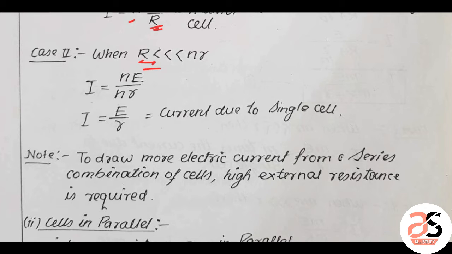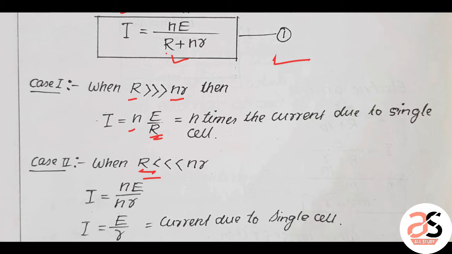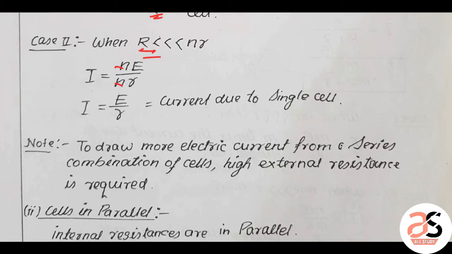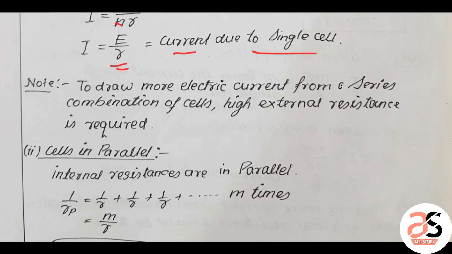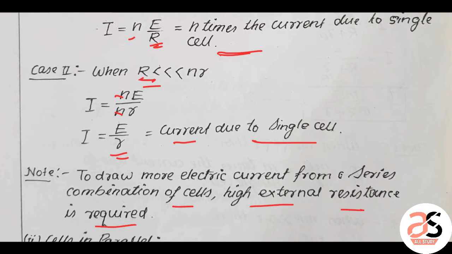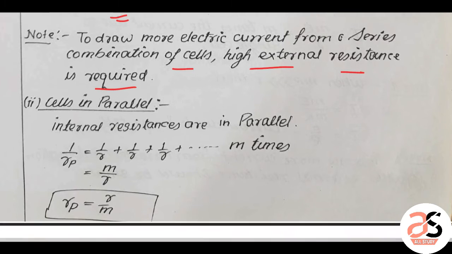Second case, when R is very small compared to Nr, R can be neglected in equation number 1. So NE by Nr, N cancels out, giving E by r. This is the low current due to a single cell. So to draw more electric current from a series combination of cells, high external resistance is required. When R is very high, only then is high current drawn from the cells. If R is less compared to Nr, then the current drawn will be less.